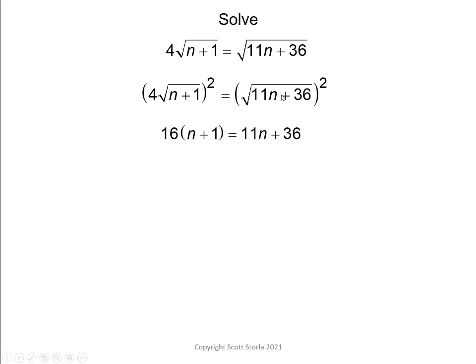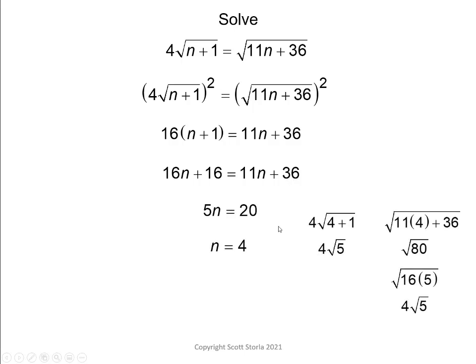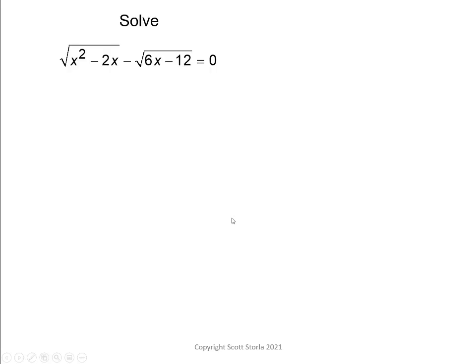And of course, when I square the square root, I'll get this sum. Now I'll distribute. Subtract 11n from both to get 5n. Subtract 16 from both to get 20. Divide by 5. And check my work. And here's our last one.